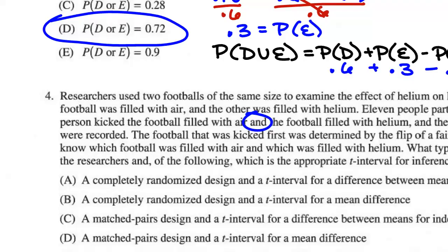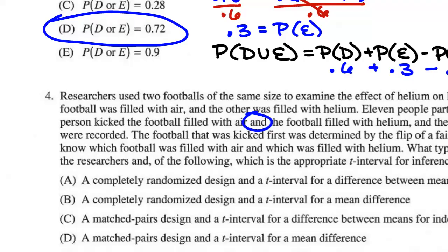So each person is going to do both of these pieces. Before I even get down to the answer choices at the bottom, that sounds like a matched pairs setup. You have one person with 2 conditions. That is a perfect setup for matched pairs.